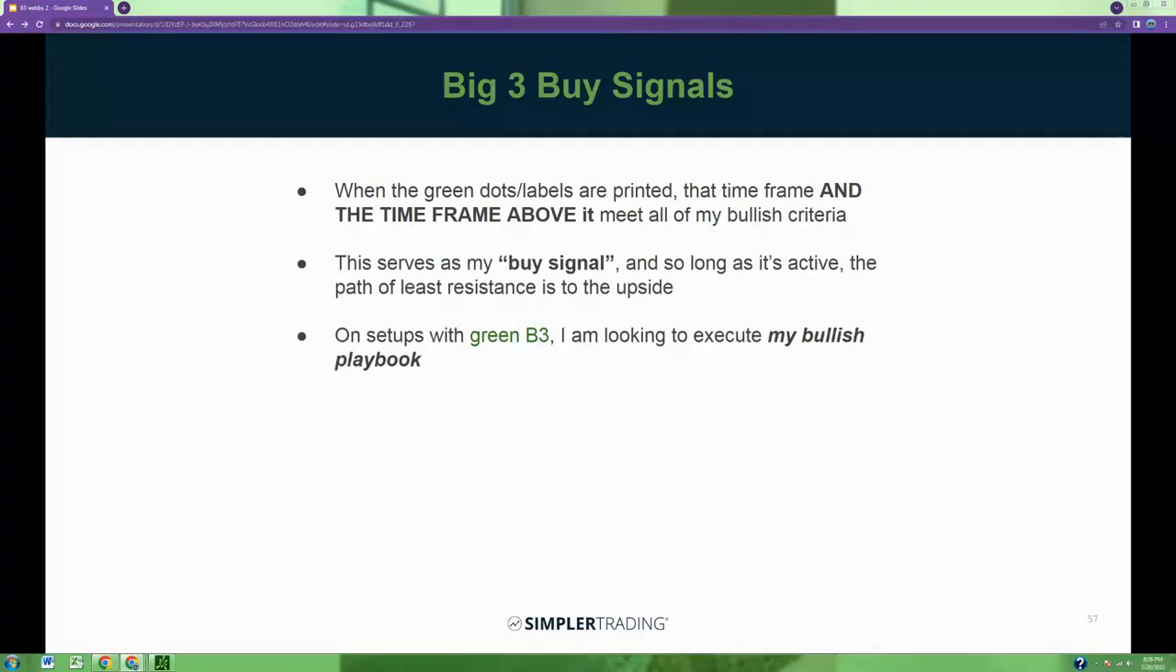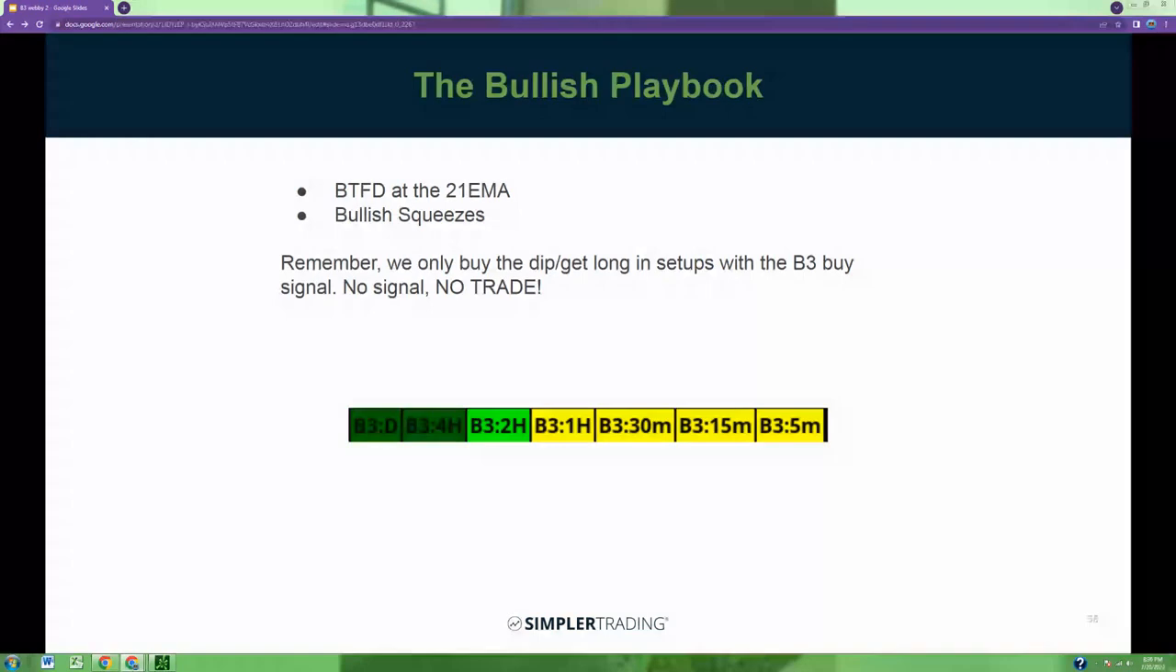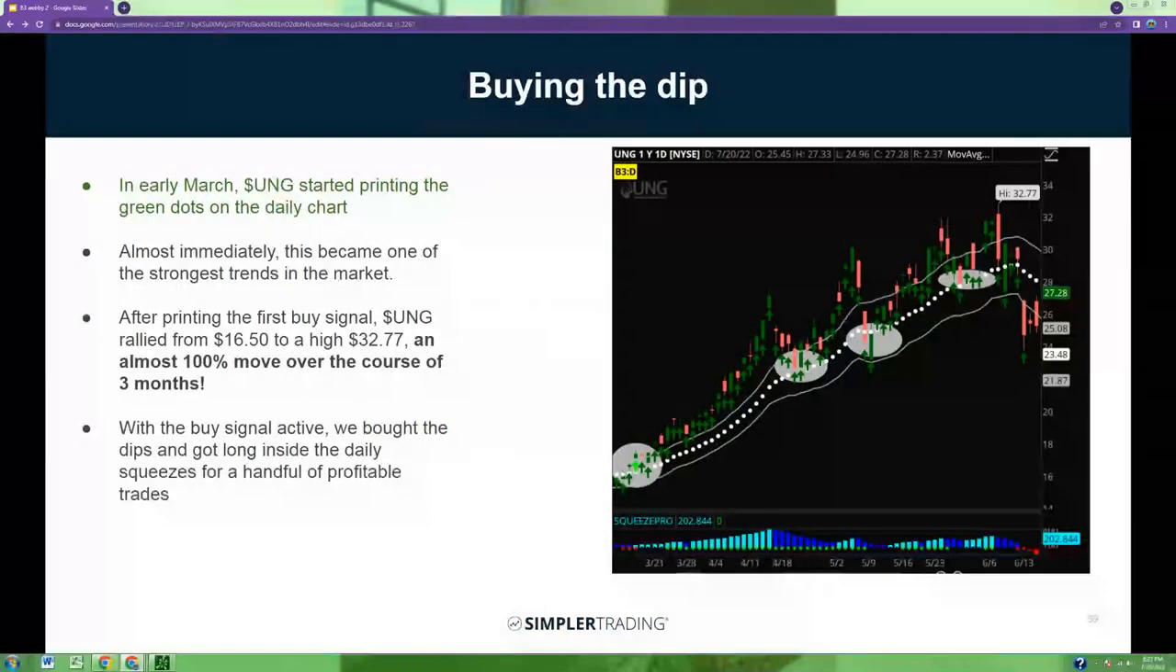Right now in the market, we're not going to see too many daily buy signals because of the current structure of the weekly charts. But on the setups with our green big 3, that's where I'm looking to execute trades in my bullish playbook. So what's the bullish playbook? I like to buy the dip to the 21 EMA, and I love me a good squeeze. Just remember, we're only going to buy that dip, we're only going to get long in that squeeze, if we have our buy signal. Golden rule: no signal, no trade.